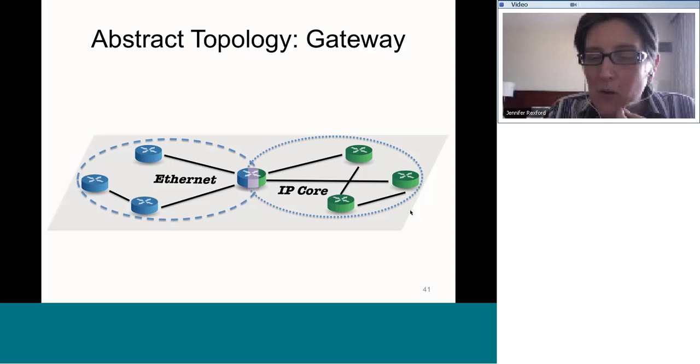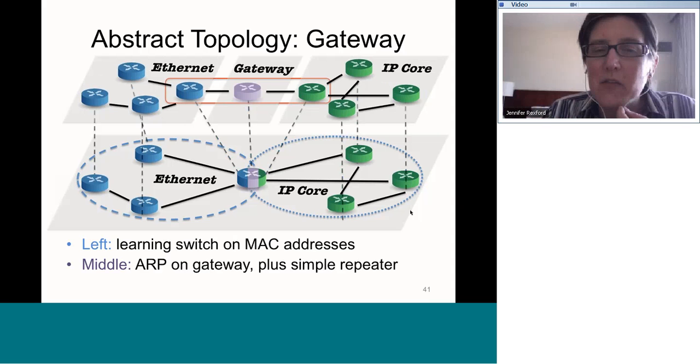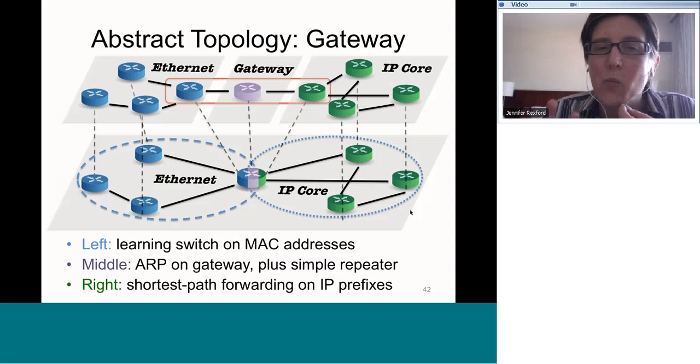Now, in Frenetic, the way we can implement this is actually by three different modules. One that's an Ethernet module that operates on an abstract topology that includes only the 4 switches on the left. Another module that does shortest path routing based on IP addresses that operates only on the 4 switches on the right. And a simple little repeater that does ARP that operates on this purple switch in the middle.